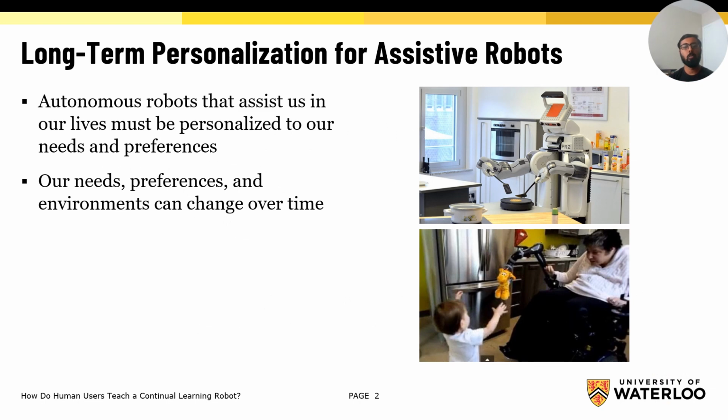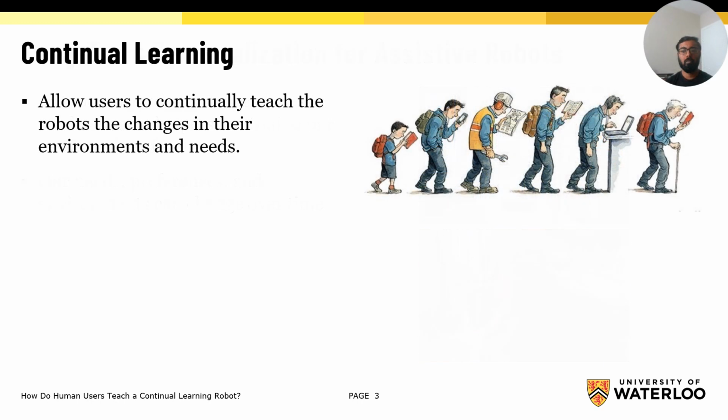So for autonomous robots that assist us in our daily environments, one of the key characteristics that they must possess is to be personalized to our preferences. However, over the long term, our needs, our preferences, and our environments can continue to change over time. So a natural way to deal with this is through continual learning. That is to develop robots that can continue to learn the changes in their environments and their users' preferences and their needs.